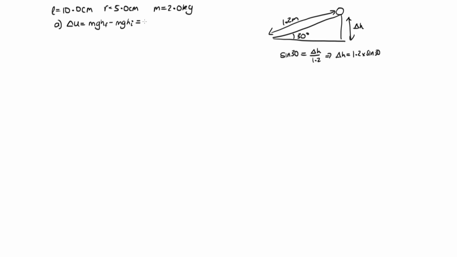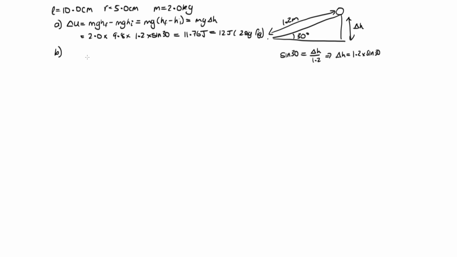So we can write this as mg times h final minus h initial, which is mg delta h, which we've got here. So this is equal to m, which we said was 2 kilograms, times g, which is 9.8, times the change in height, which is 1.2 times sine 30. And solving that on the calculator, we get 11.76 joules. So that is equal to 12 joules to 2 significant figures.